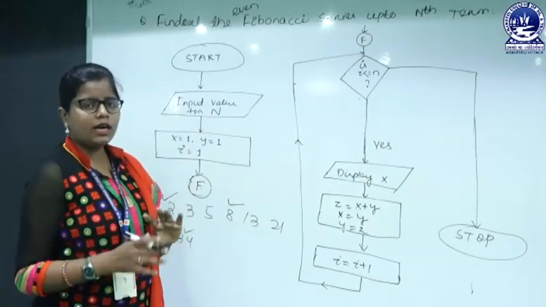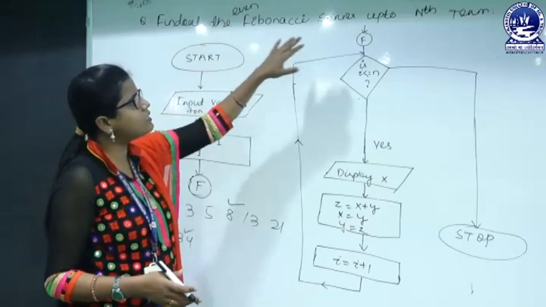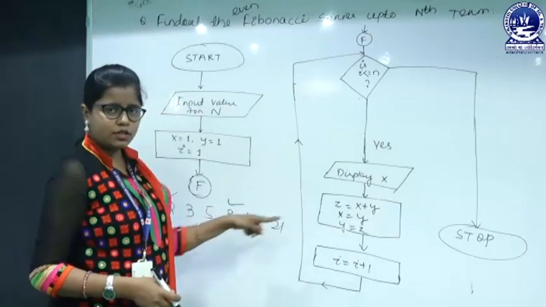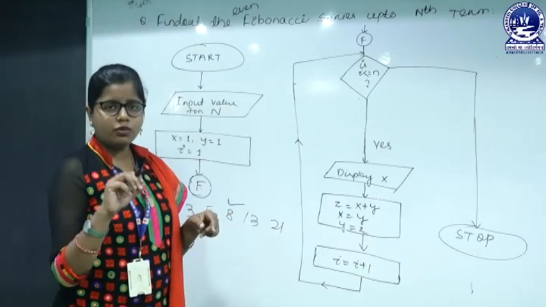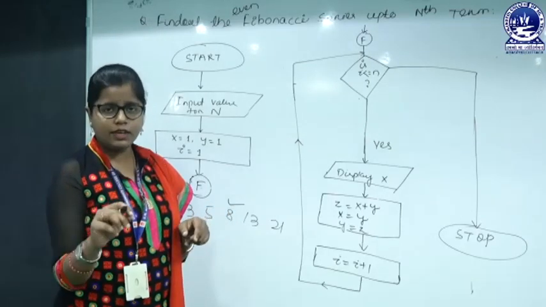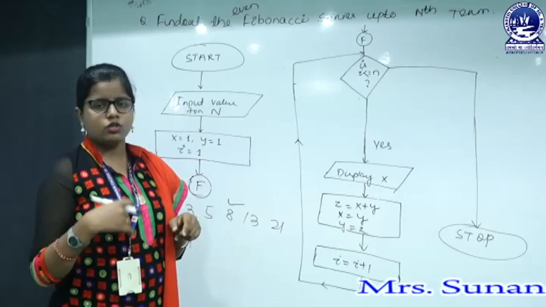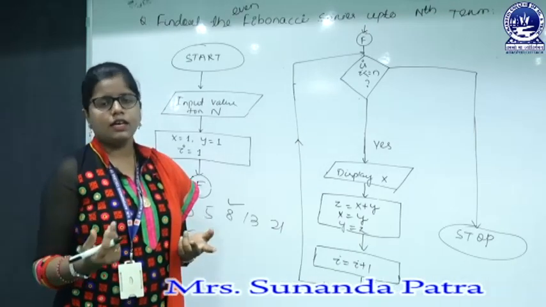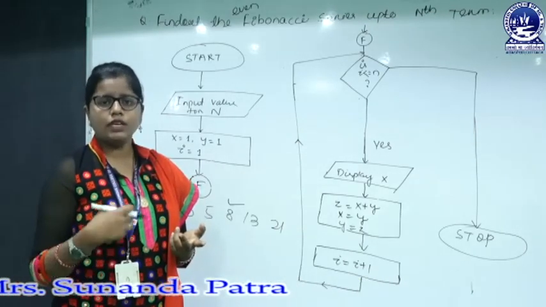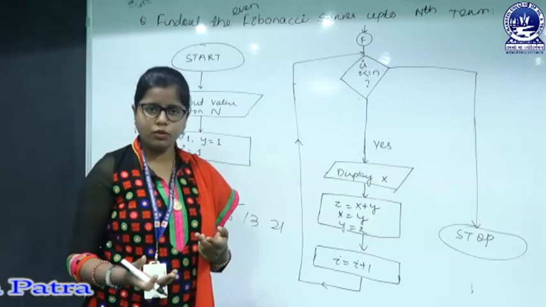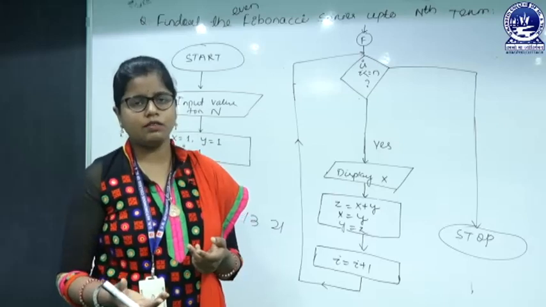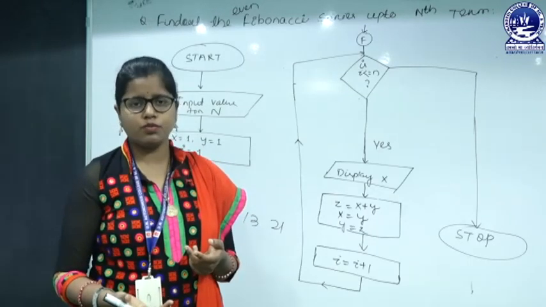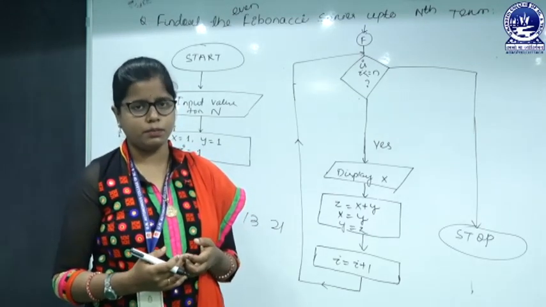So we know how to find out the Fibonacci series up to nth term. So this is the flow chart. Extra thing added, that is we need to find out only the even Fibonacci numbers. So for checking whether a number is even or not, we are dividing the number by 2. If the remainder is 0, then we know that it is an even number. If the remainder is 1, then we know that it is an odd number.